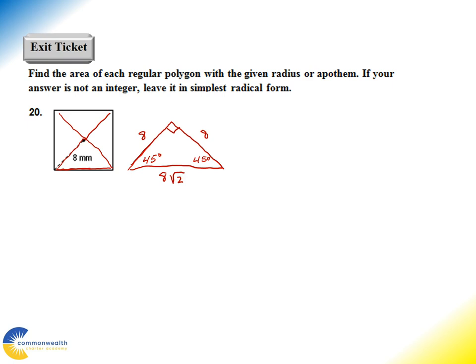Now, I don't have to go through and use any of the special formulas from this particular lesson, because I now know that this is the side of the square. And so I'm just going to basically use the base times height, because I know, like on a square, this is also going to be 8 square root of 2. So when I do the length times the width, or the base times the height, whichever way you want to consider it, I'm just going to multiply those two together, and I get 128 square millimeters.